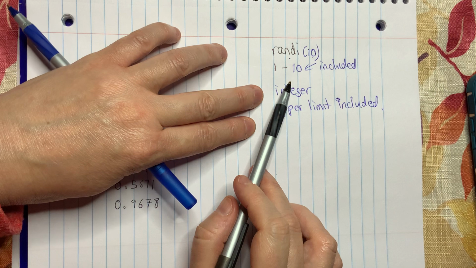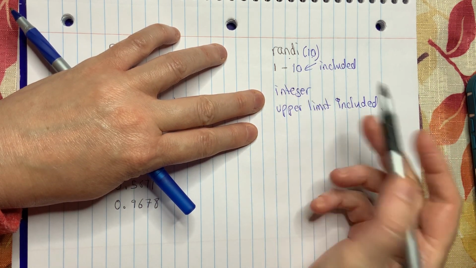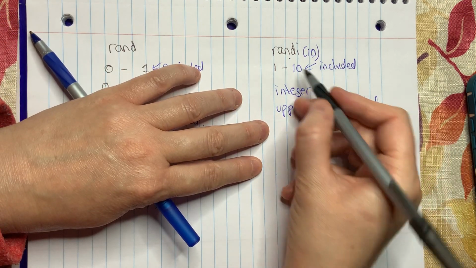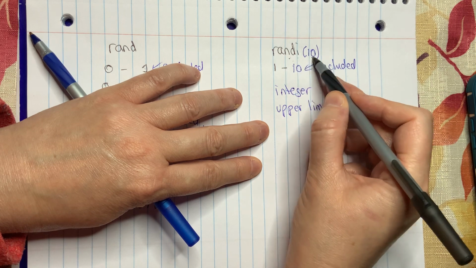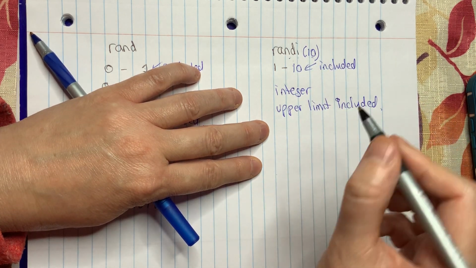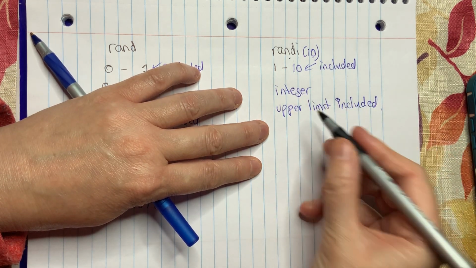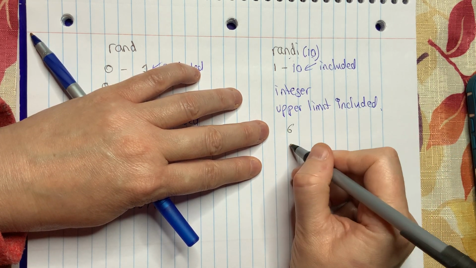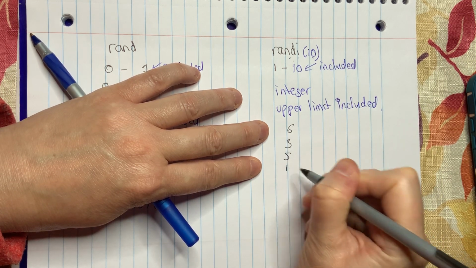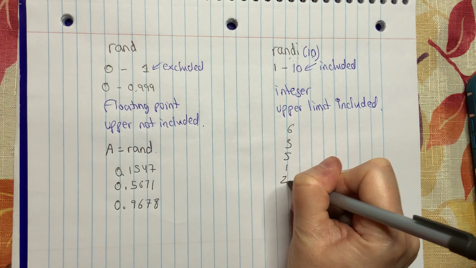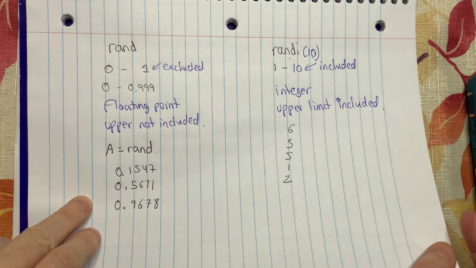With the randi function, it's the same. When you say randi of 10 and you run it, each time you run it, it's randomly going to pick a number between 1 and 10. So the first time maybe you get 6, the next one you might get 3, the next one you may get 5, the next one you may get 1, the next time you may get 2, etc. So those are those two functions.